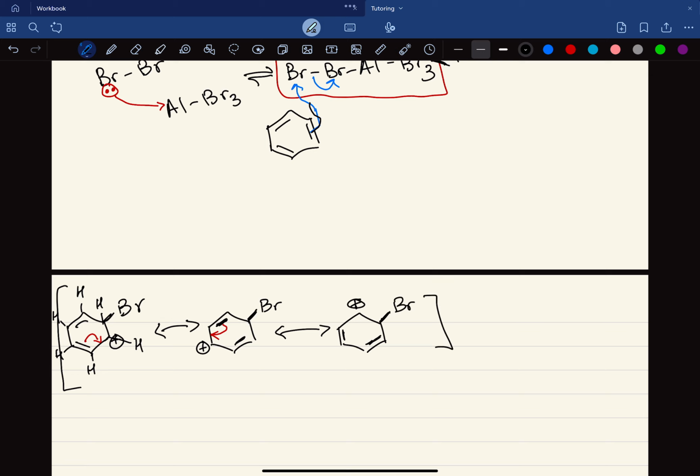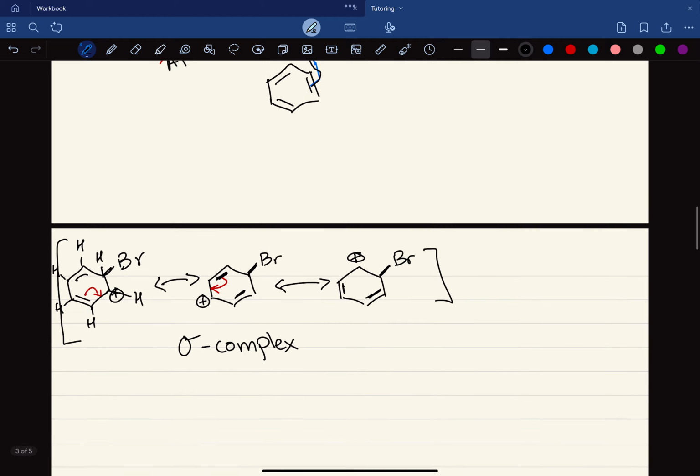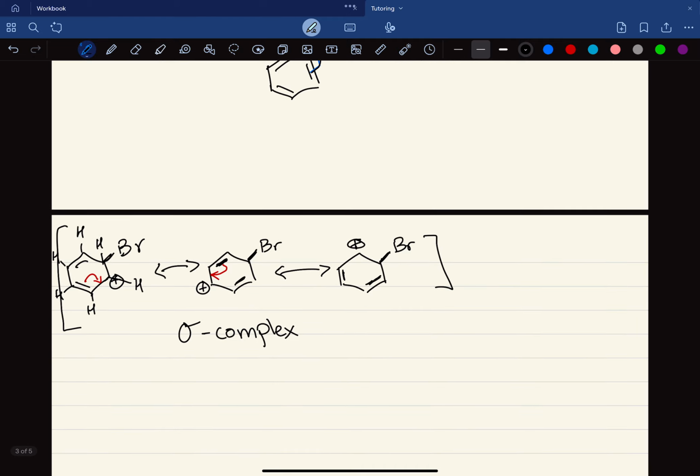So when you're doing electrophilic substitution with aromatics, you're going to have at least 3 resonance structures in your sigma complex. So this is the sigma complex. You're going to have at least 3 resonance structures. When you get to more complicated problems, this can increase, but generally you're going to have at least 3.